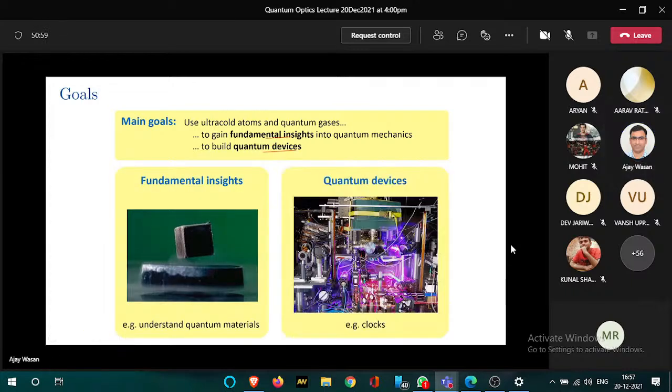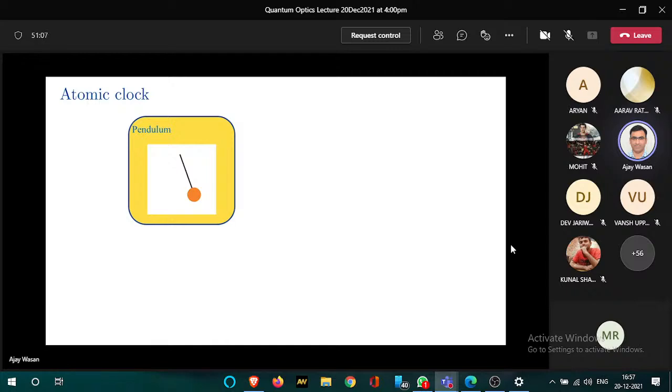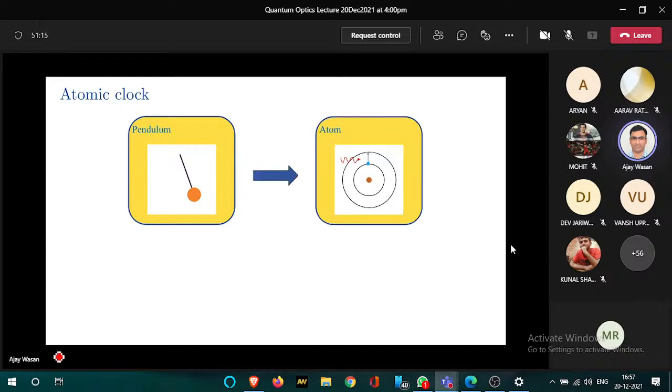So quantum devices, mainly the quantum clock, atomic clock I should say. By atomic clock, you already know the pendulum was used for many years, in the 15th, 16th, 17th century, and now we are on the atoms. So I would like to show why we are doing this: to get a high accuracy, high stability frequency.